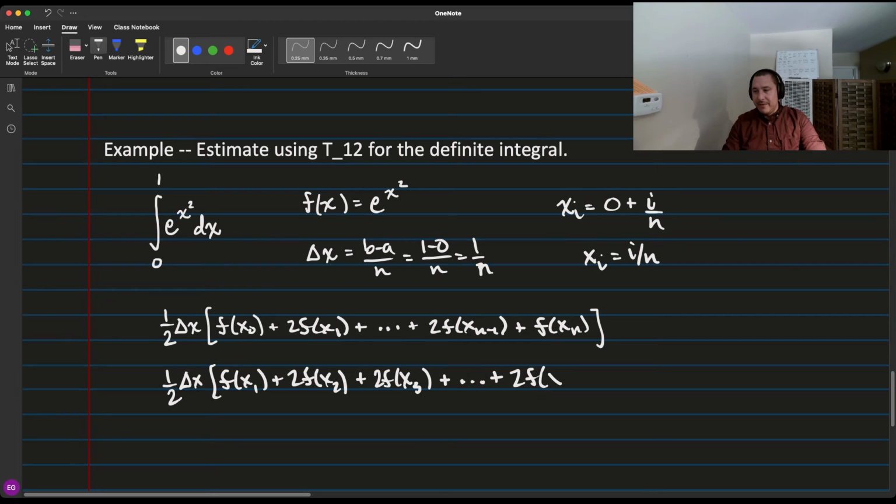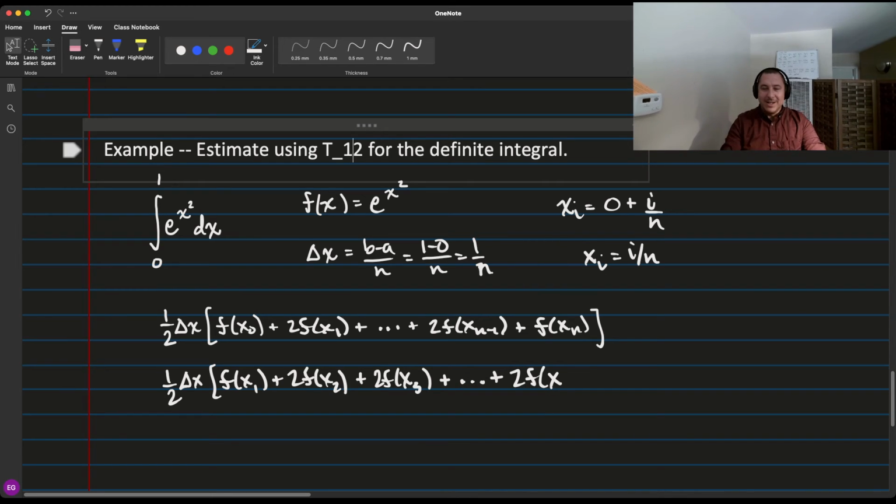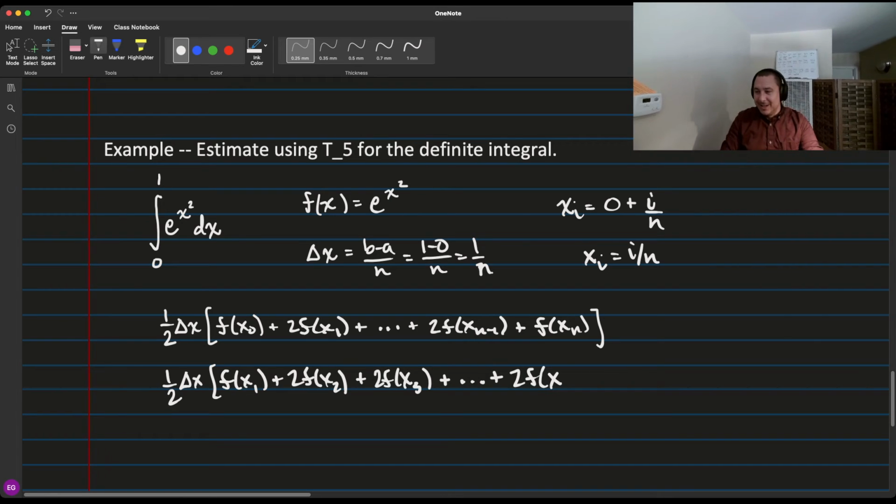Actually, let's not do T12. It's just too many. Let's make this a smaller number. Yeah, we'll make it 5, because I already have that written, basically. So I head up to x3. Then we'll have 2 f of x4 plus f of x5. Cool.